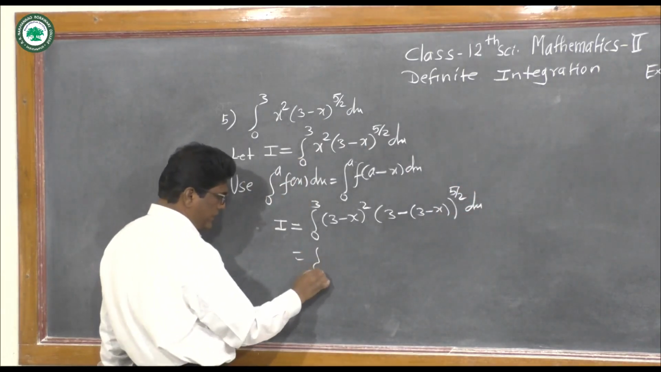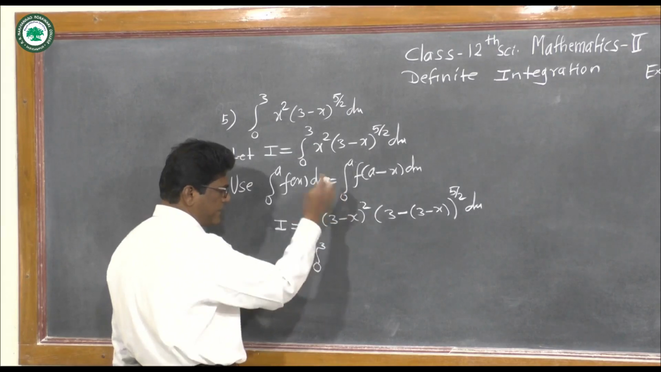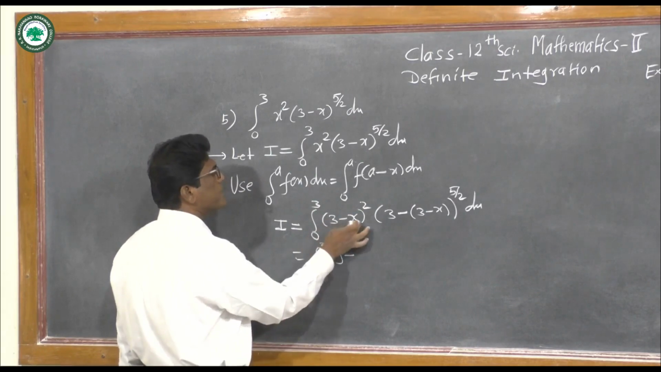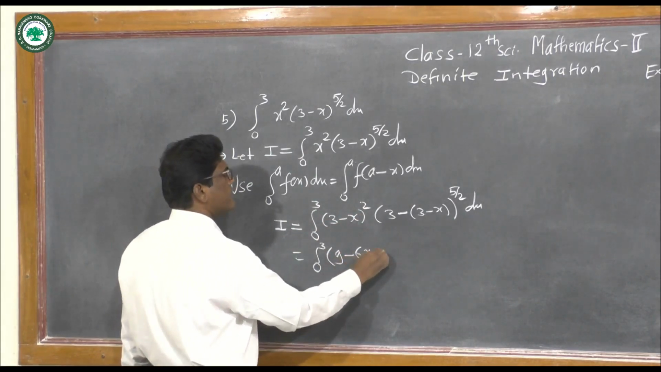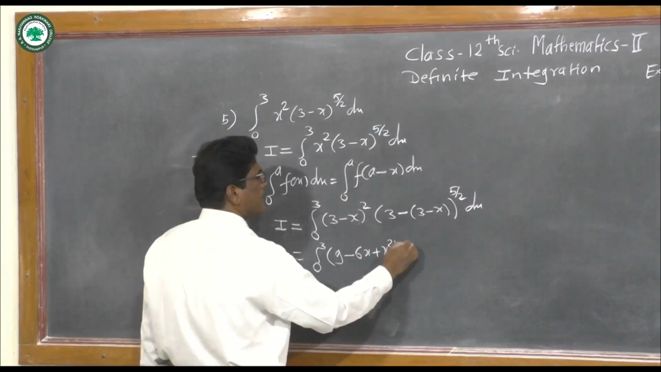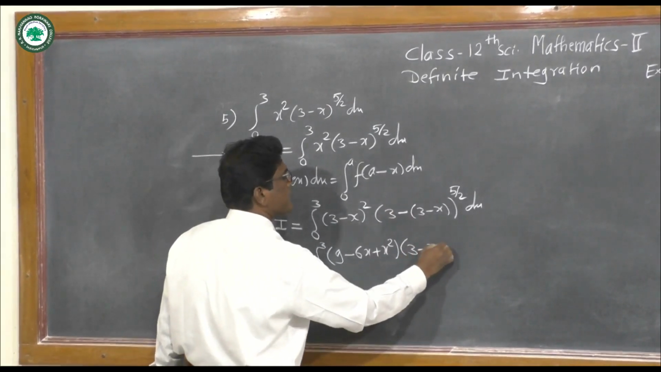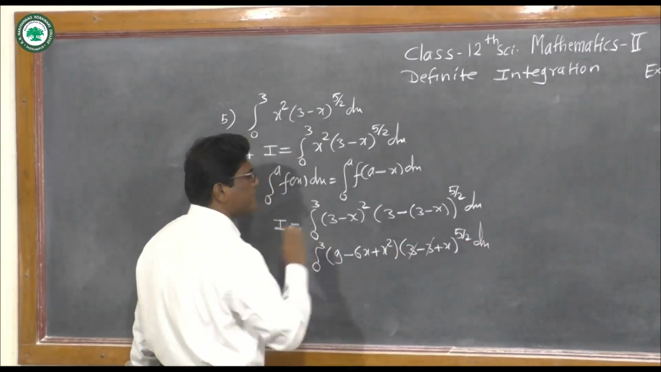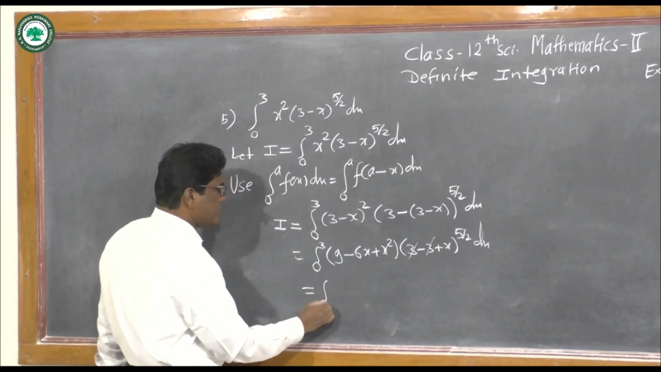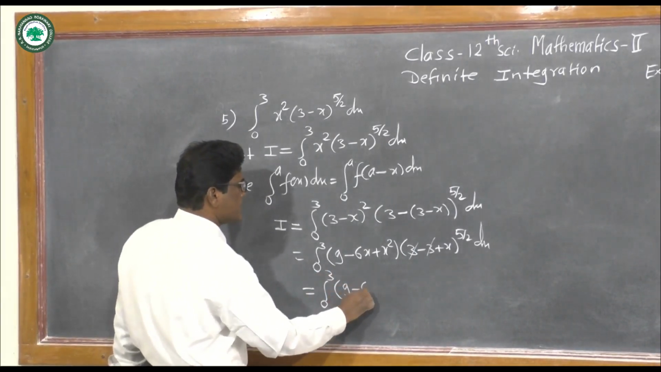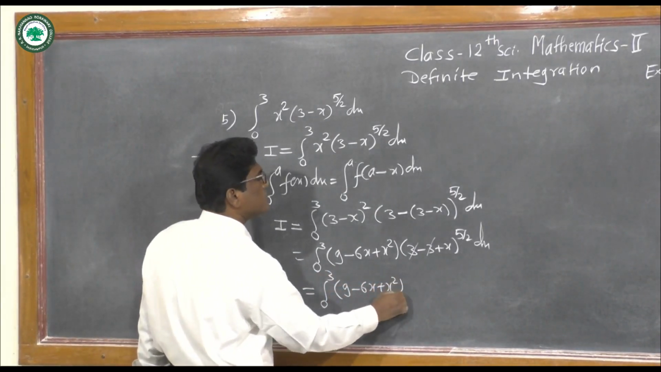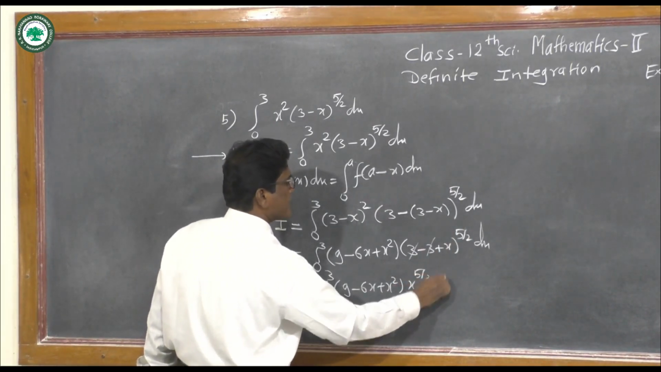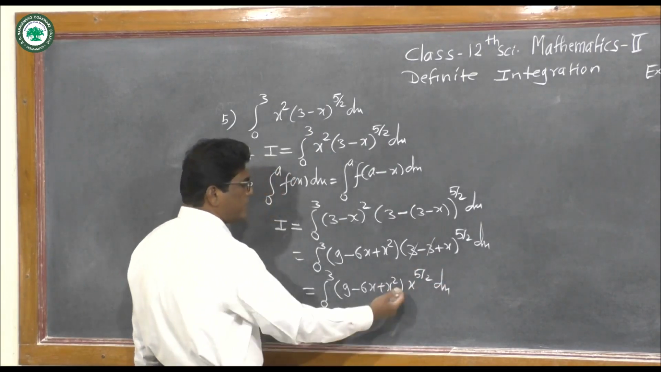So it is equal to integration 0 to 3. Expand this 3 minus x bracket square. 3 square, that is 9, minus 2 into 3 into x, that is 6x, and plus x square. And here 3, this minus 3 minus minus plus x to the power 5 by 2 dx. Now this minus 3 and plus 3 get cancelled. So here it is integration 0 to 3, 9 minus 6x plus x square, x to the power 5 by 2 dx.